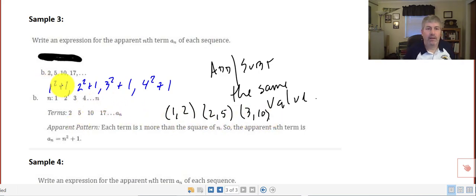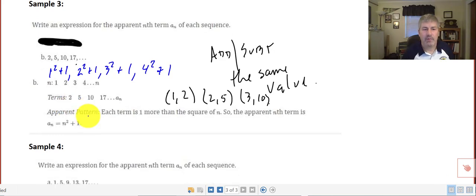I tried squaring. 1 squared plus 1 seems to work. That gives us 2, and then our n is 2, square it and add 1. That gets us to 5. Square 3 and add 1. Sure enough, the apparent pattern here is n squared plus 1. So we can square our inputs, we can multiply them and then subtract. So there's lots of options here.